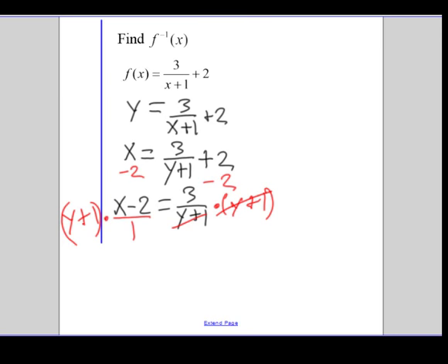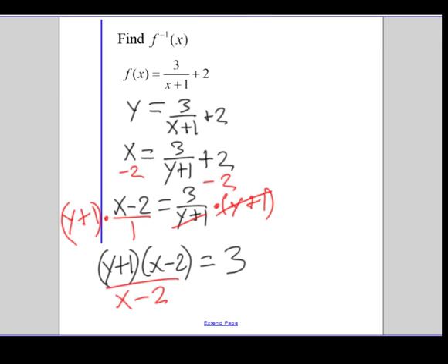Let's rewrite what we have so far. I'm not going to actually do any multiplying. Let's just rewrite. I have a y plus a 1. I have an x minus a 2. And this side is left a 3. Now, if I want that x minus 2 to go away, parenthesis to parenthesis means multiply, so let's divide it. There we go. So now they can go away.